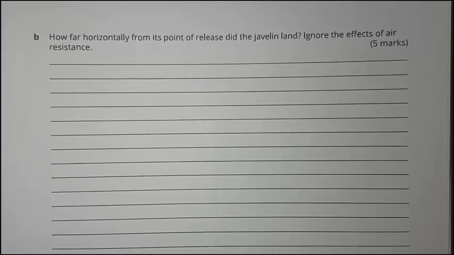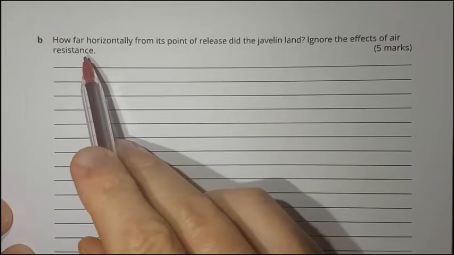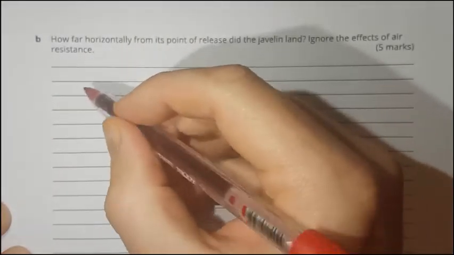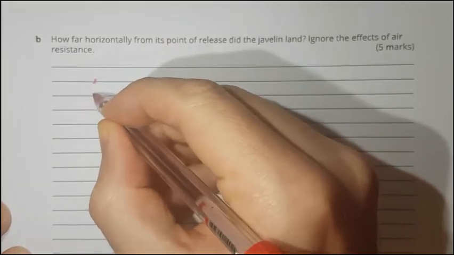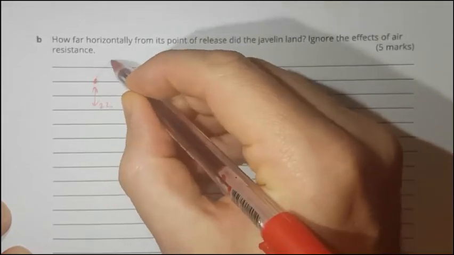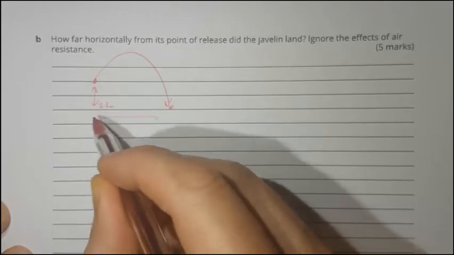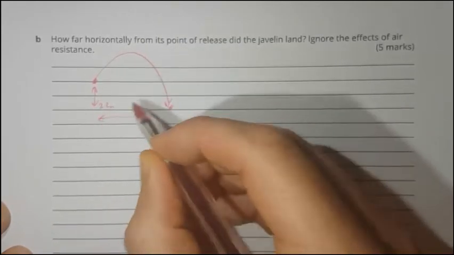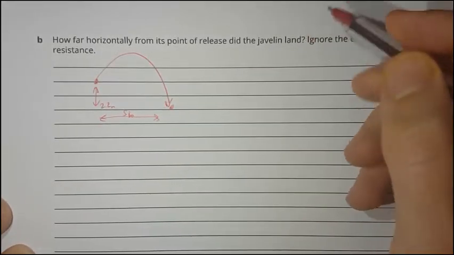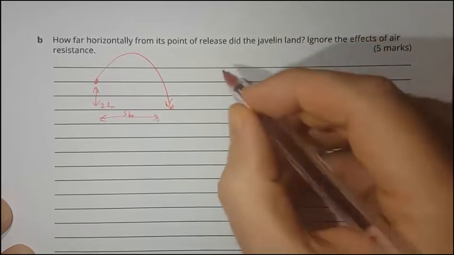This part B is what I would look at as being your classic projectile motion part of the question. Now it's asking how far horizontally from its point of release the javelin has landed. Just to recap, we had a javelin that was 2.2 meters above the ground, and it's been shot and it's landing about there, and it's asking us what this distance is. That's s_H. So to figure this out, we first need to find out what the time of flight is.